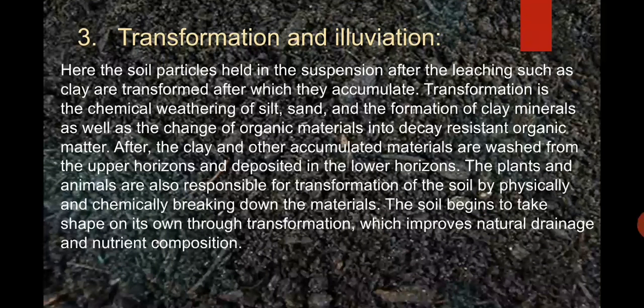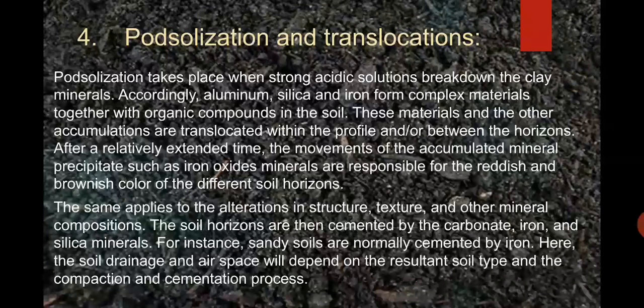Now let us come to the fourth and the last process of soil formation, podsolization and translocation. Now, what exactly is the meaning of podsolization? Podsolization takes place when strong acidic solutions break down the clay minerals. Now, accordingly, aluminum, silica, and iron form complex materials together with organic compounds in the soil. These materials and the other accumulations are translocated within the profile and or between the horizons.